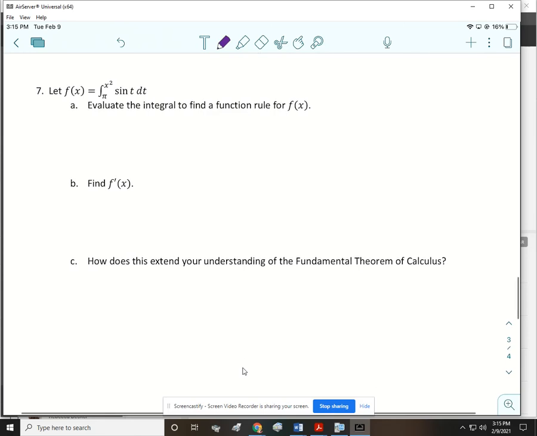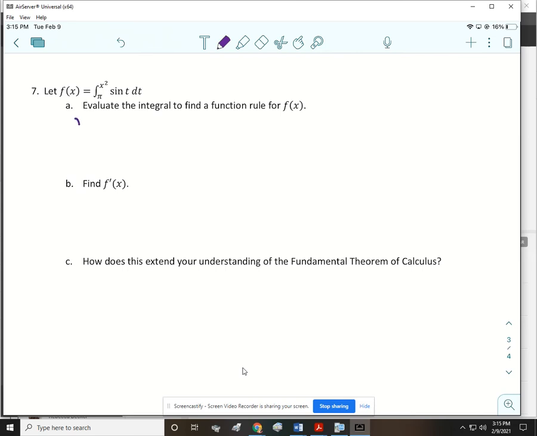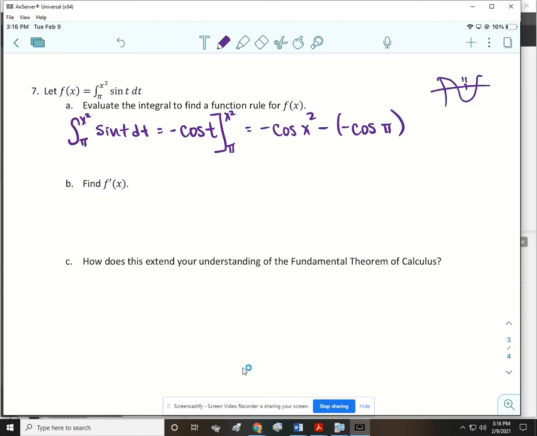So if I want to evaluate this integral, we would go ahead and find the antiderivative of the sine, which is going to be the negative cosine of t. And then we're going to plug in x squared, and we're going to plug in pi. So negative cosine of x squared minus negative cosine of pi. Now, if you guys remember what the cosine graph looks like, pi is right here. So the cosine of pi is -1, so this ends up being -1. So that's going to be negative cosine of x squared plus 1. Okay.